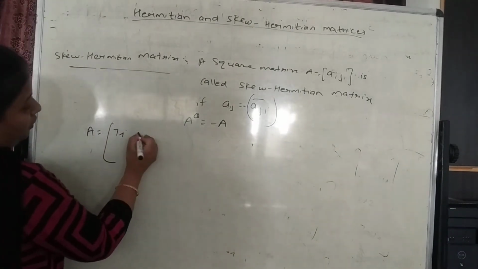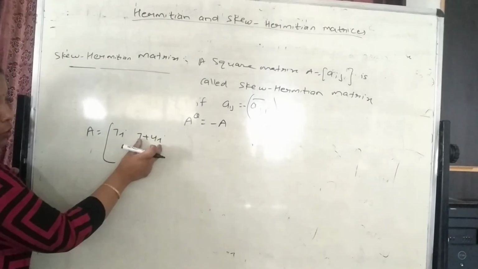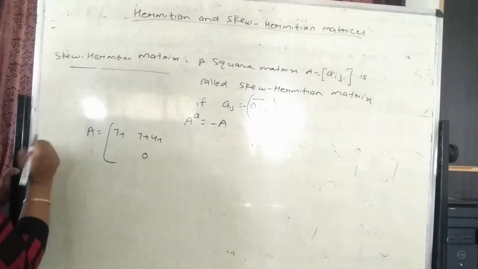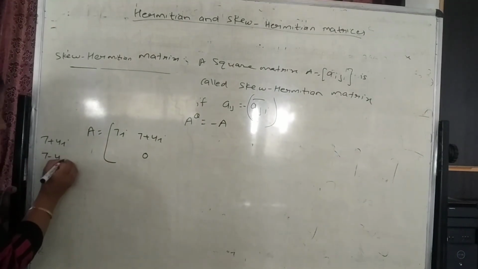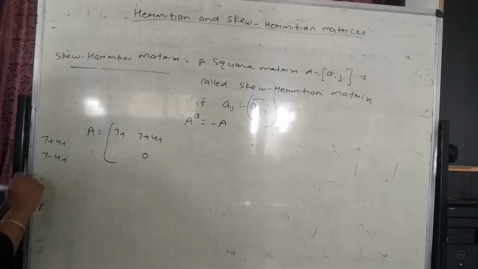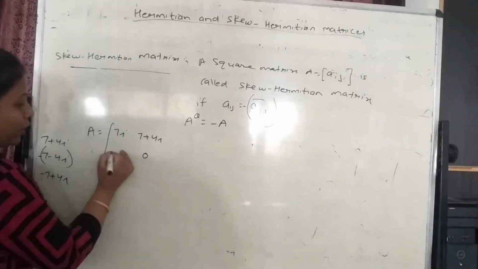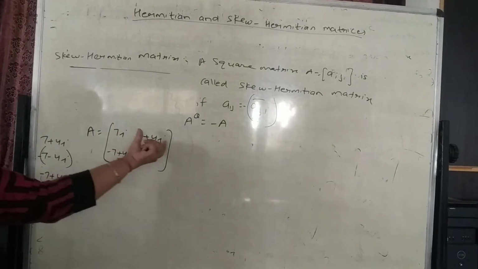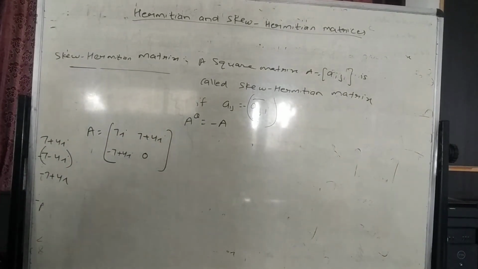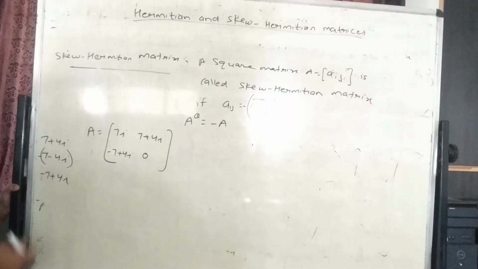Now, let us take 7 plus 4 iota. Here I have to take its conjugate and its negative sign also. See, 7 plus 4 iota. What will be its conjugate? 7 minus 4 iota. When we apply the negative sign also, it will become minus 7 plus 4 iota. So, here should be minus 7 plus 4 iota. We have to apply two operations. Firstly, the conjugate, after that its negative sign. You can also first apply the negative sign on that element, after that its conjugate.